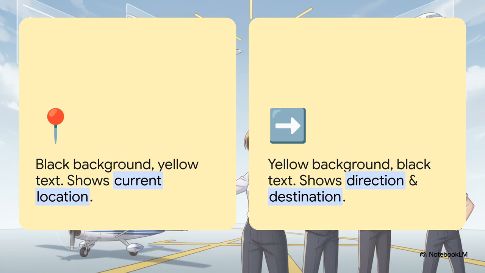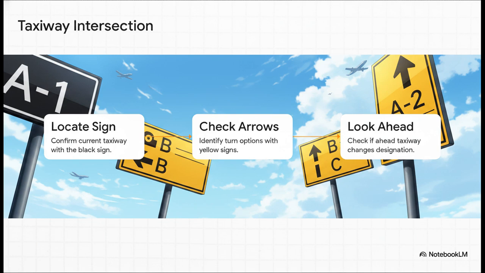And this perfectly illustrates the golden rule of aviation signs. Seriously, if you remember just one crucial thing from this whole explainer, make it this. A black background with yellow text means your current location. It tells you exactly where you're sitting right now. A yellow background with black text and arrows, that shows your direction or destination. Black is where you're at, yellow is where you're going. It's that simple.